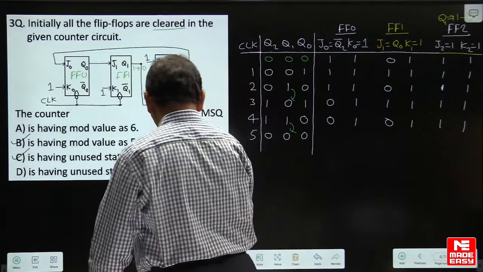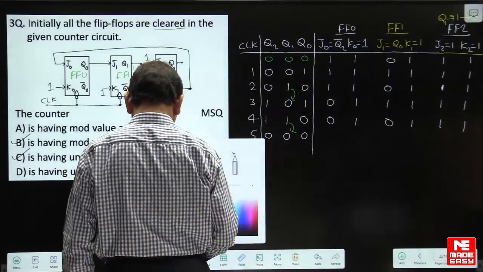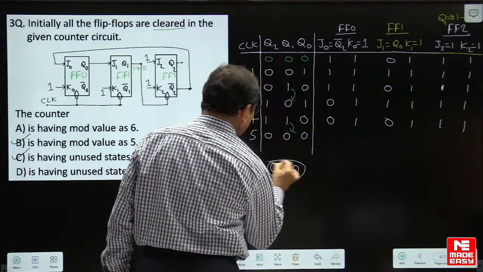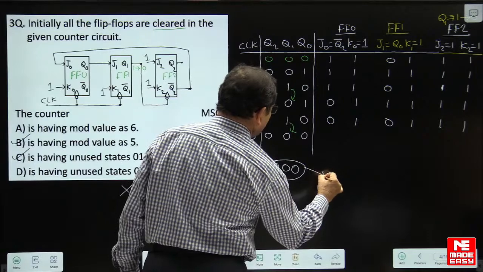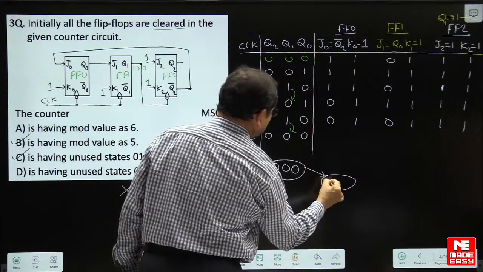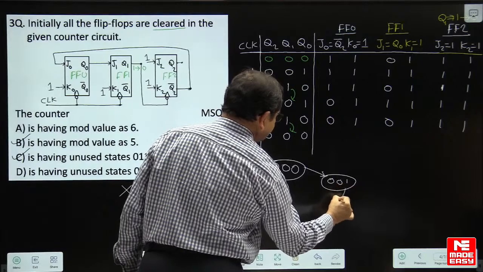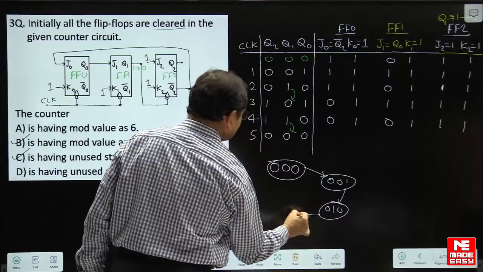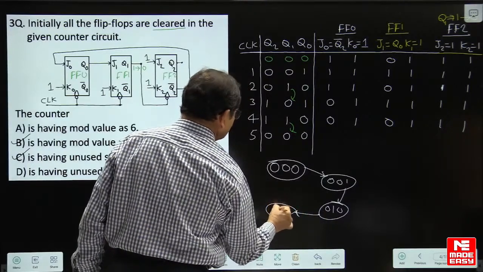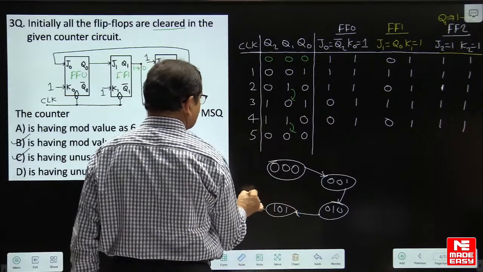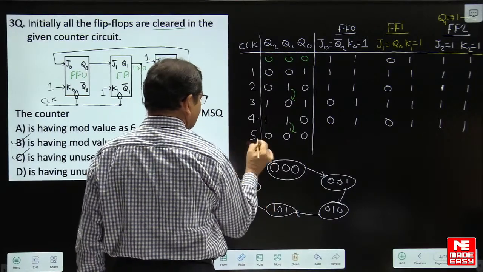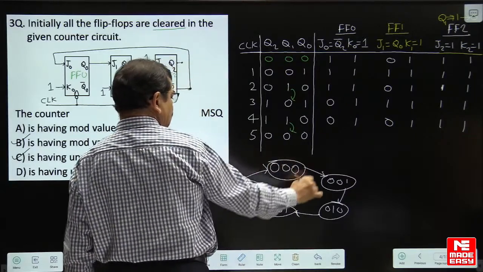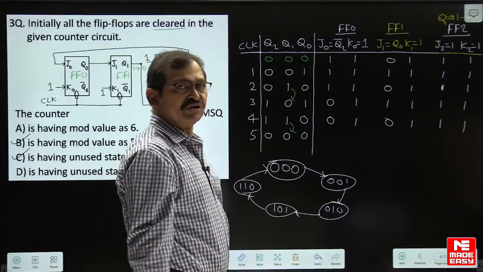And if you look well, the counter is switching through the states: initially it is 0, 0, 0. With the first clock pulse, it comes to the state 0, 0, 1. With the second clock pulse, it comes to the state 0, 1, 0. With the third clock pulse, it comes to the state 1, 0, 1. With the fourth clock pulse, it comes to the state 1, 1, 0. With the fifth clock pulse, it is back to 0. So this is the switching in the counter circuit.